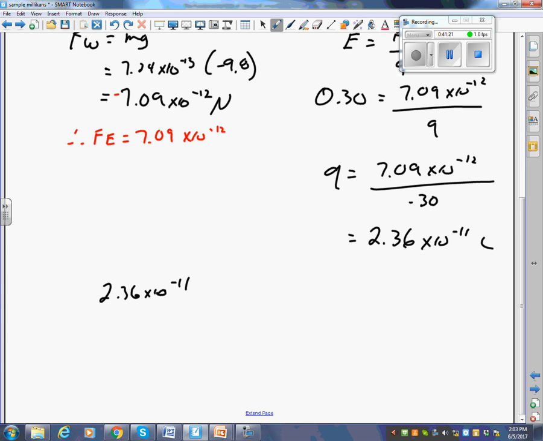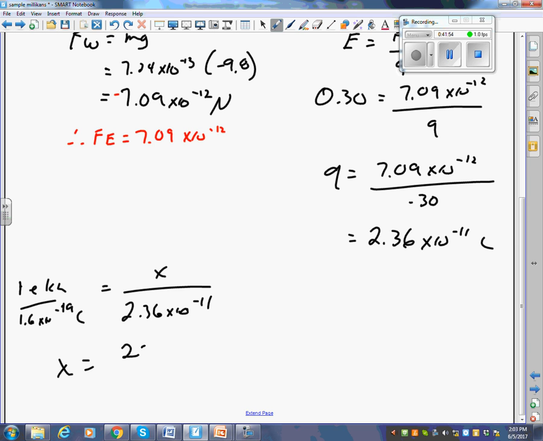And how do I get it into Elches? Could use the ratio thing. Is it multiply or divide? See, I never remember. I don't have to remember. I just set up the ratio. 1 Elch is 1.6 times 10 to the minus 19 coulombs. And so this number goes down below. Put an X on top. And yes, you're right, it's divide.